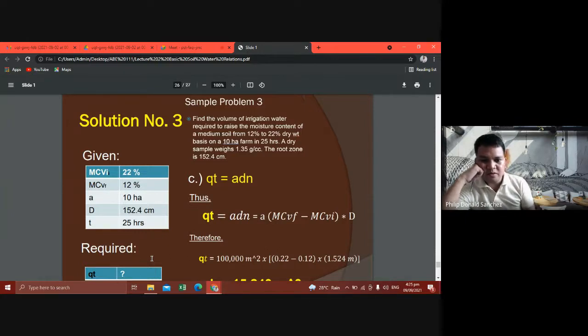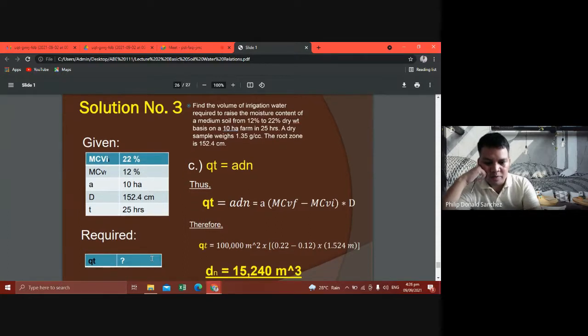However, for example, for the value of the area, instead of 10 hectares, he used 100,000 square meters. Why? Because every hectare, there is 10,000 square meters. Am I right? Yes, every hectare, there is 10,000 square meters. And since it is 10 hectares, he converts it into 100,000 square meters just to follow the SI. So the value of the area is 100,000 square meters times the DN. But DN, how do you get DN?